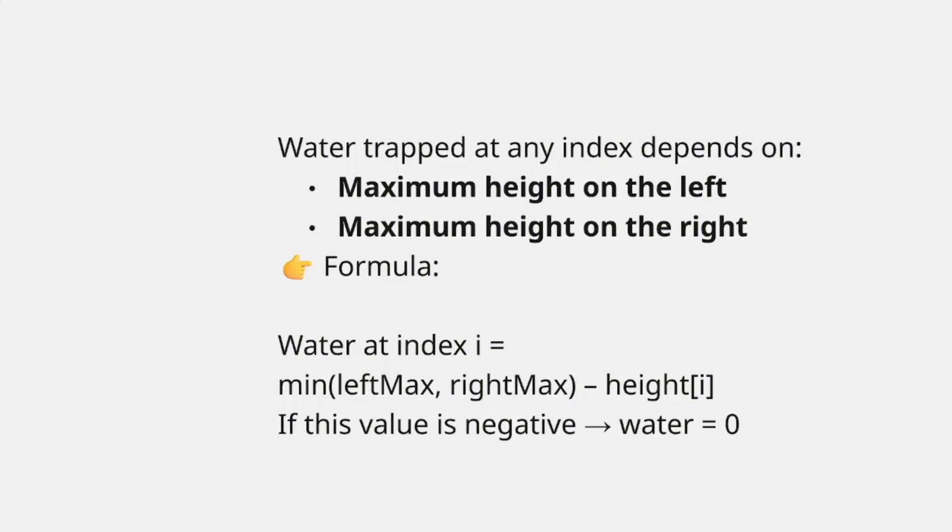Water at any index depends on the maximum height on the left and the maximum height on the right. And here is the formula: water at index i equals the minimum of left max, right max, minus height. This is our formula. If the value is negative, the water becomes 0. Water is limited by the shorter boundary, because water will overflow from the side, right?